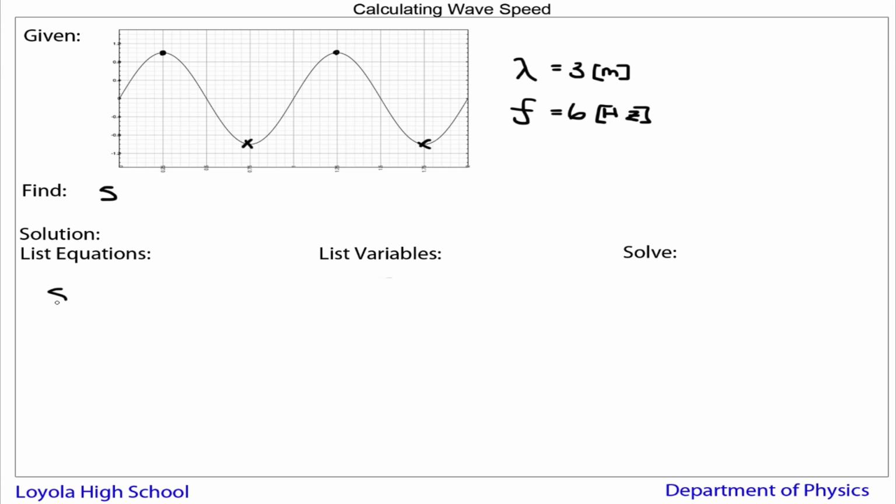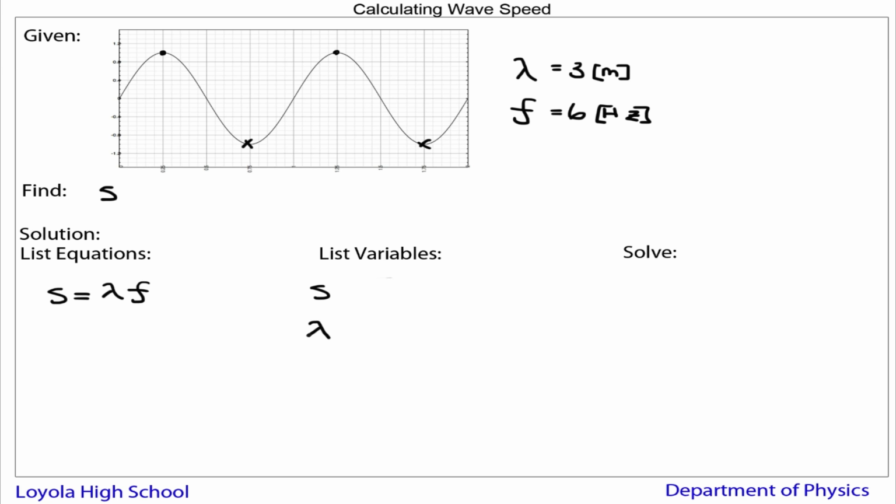From the equation sheet, the applicable equation is s is equal to lambda times frequency. There's another speed equation, distance over time, but the one that's applicable is this one. If you list that one as well, that's not a problem as long as you have this one, which is the one we need. Then we list the variables.